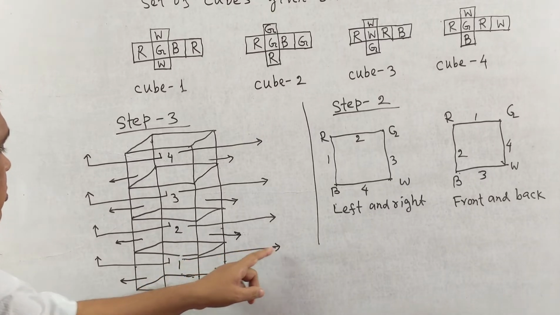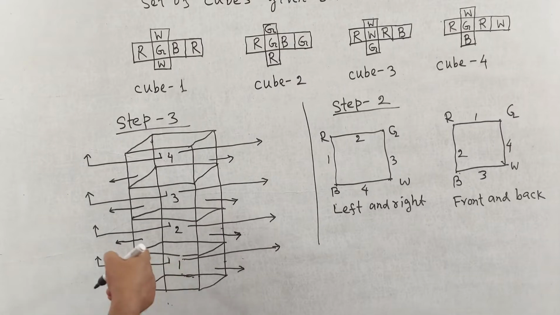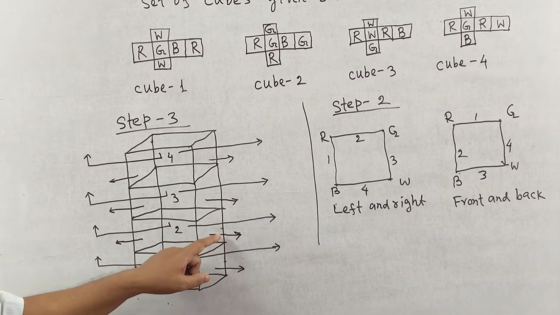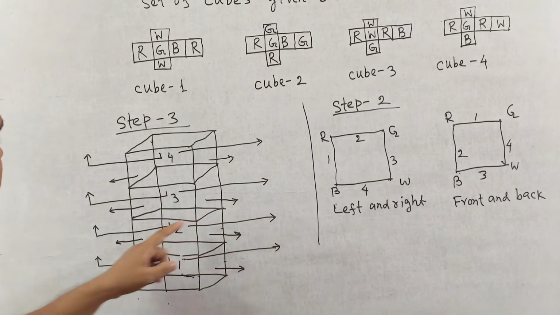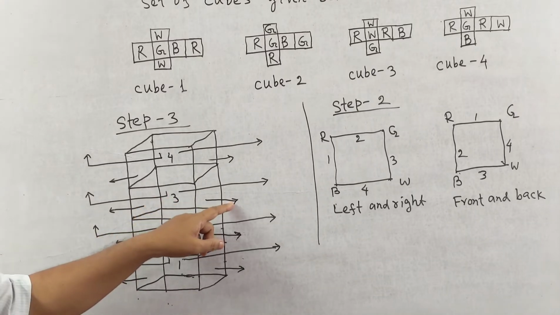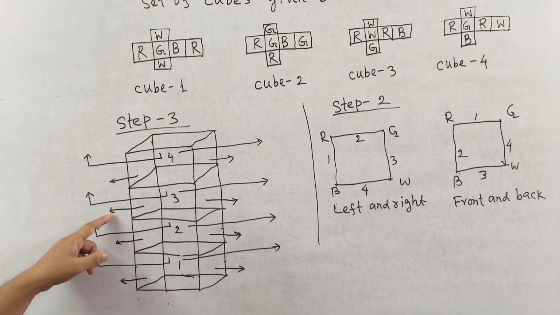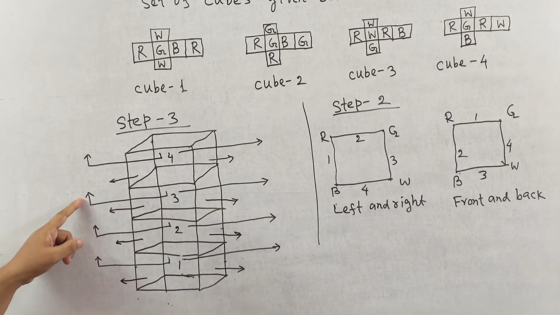This long arrow denotes the front face and this arrow denotes the back face, as we have given this type of symbol. This is on the back position. So this is the right face, this is the left face, this is for the front face, this is for the back face of the second cube. For the third cube, this is the right face, this is the left face, and this arrow is for the front face and this arrow is for the back face.